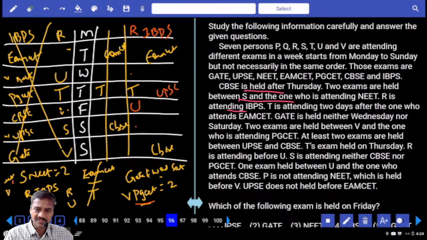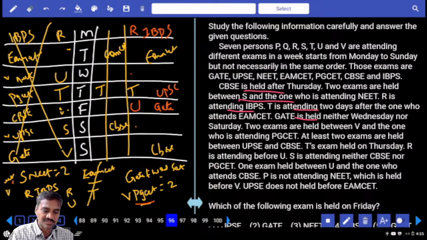And R is attending IBPS, T is attending 2 days after MSET, and GATE is neither held on Wednesday nor Saturday. GATE cannot be Wednesday or Saturday. Hence, where should this GATE be? GATE must be on Friday. Now GATE is on Friday, and there are 2 examinations between V and PGCET.